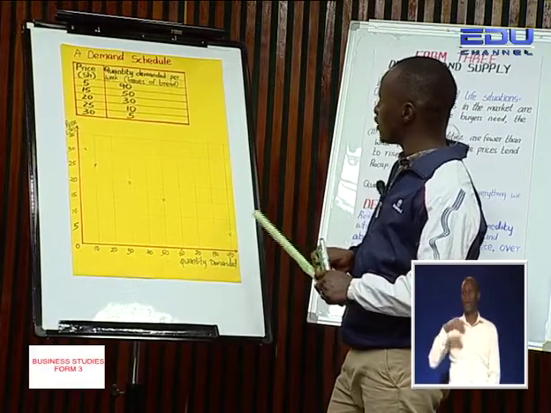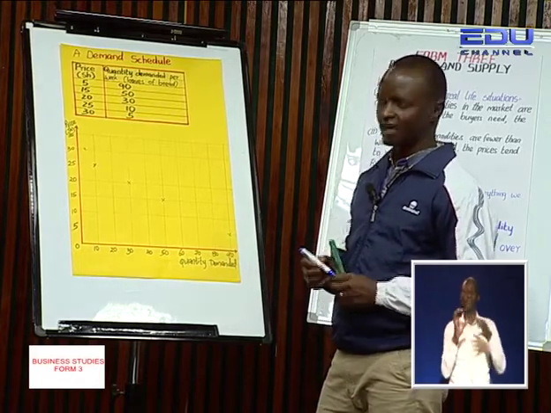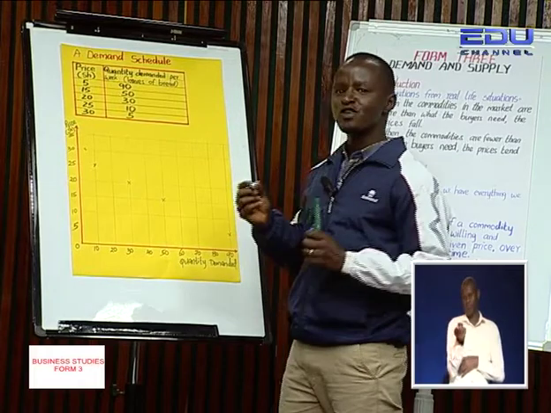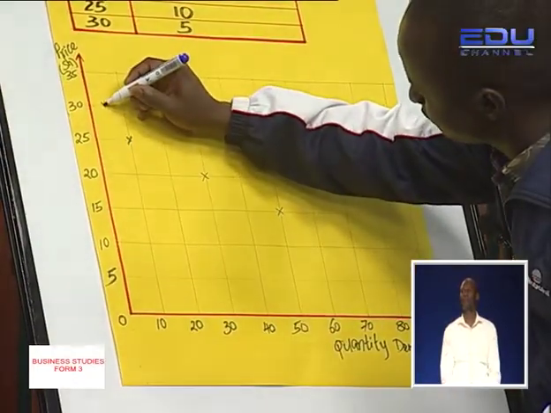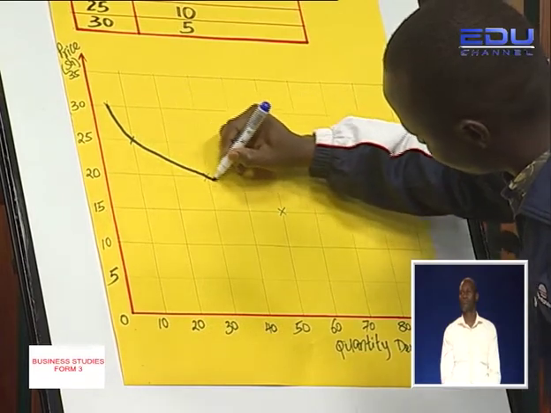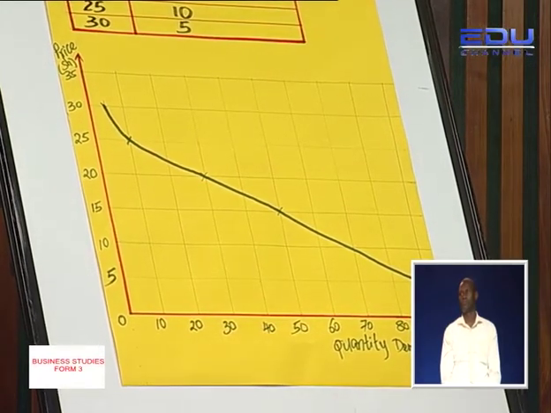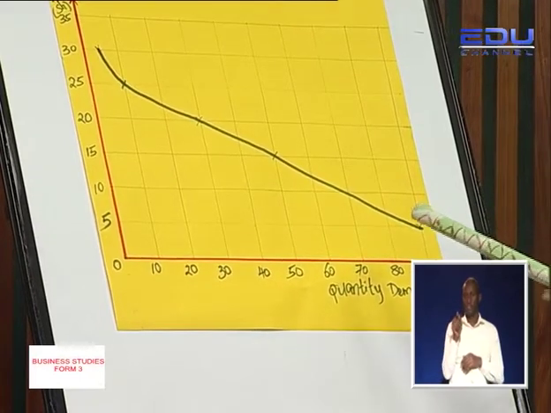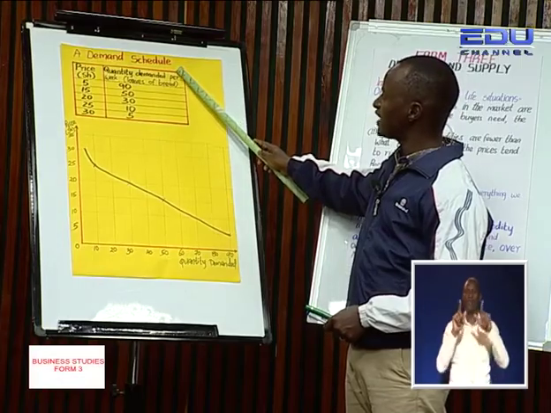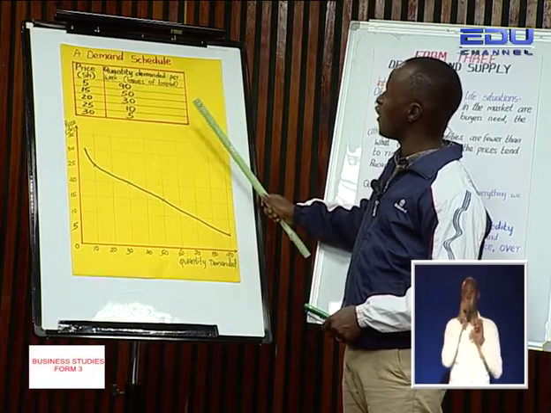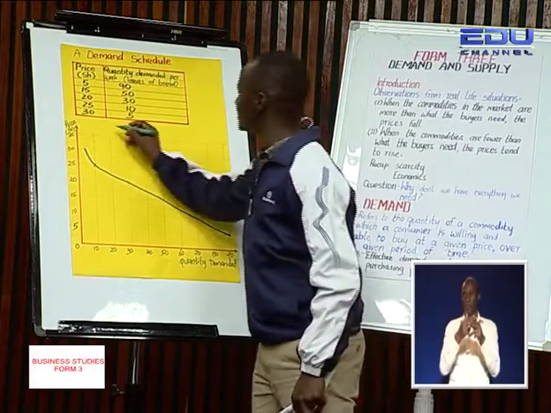Now we have the points for our graph. We need to join them to generate a graph. And we are going to use freehand to join these points. So we go. Now, this is our demand curve generated from the demand schedule, or rather, it is a graphical representation of our demand schedule. So we give it its name. This is a demand curve.